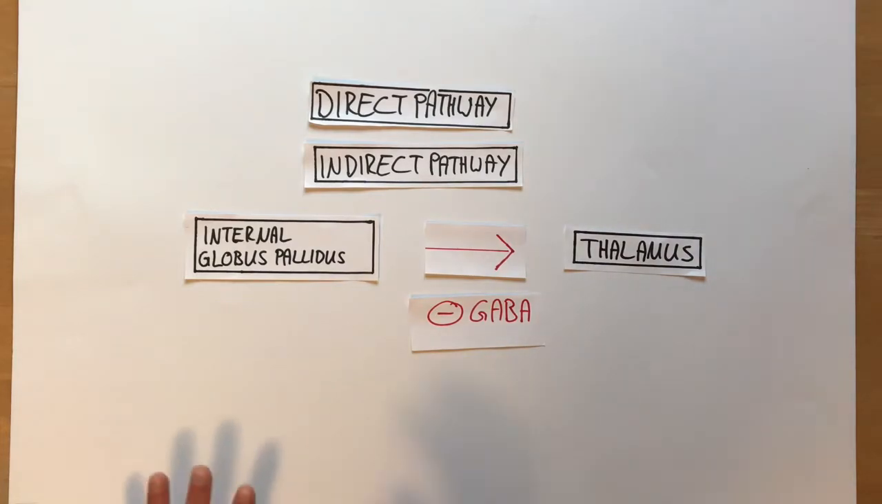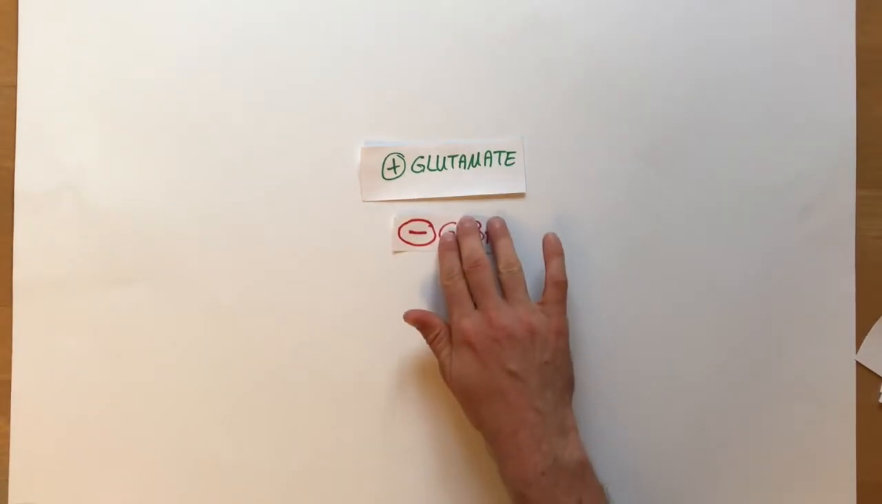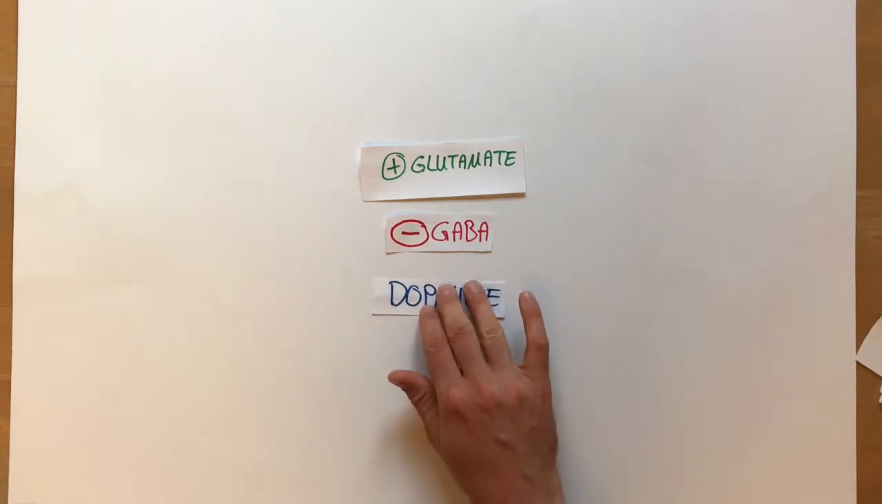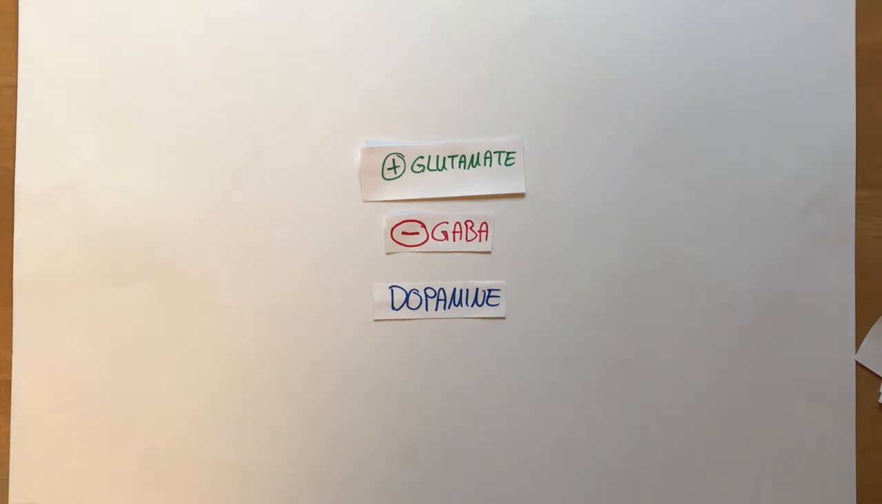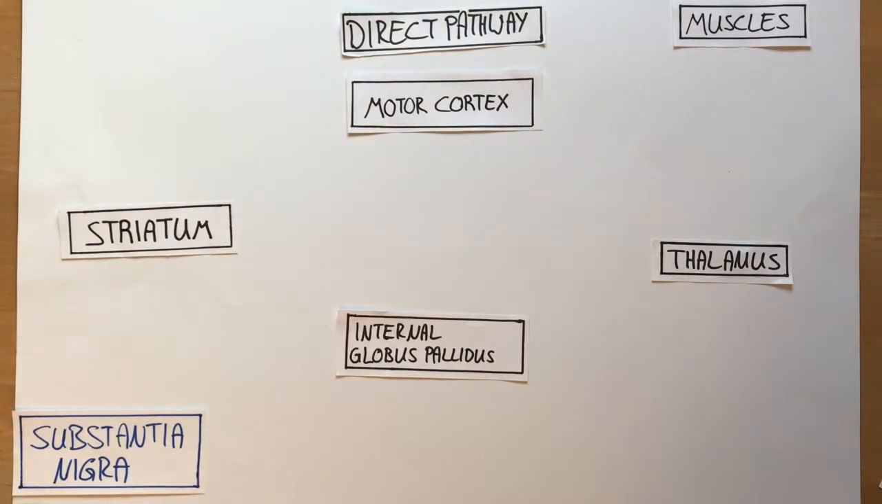The neurotransmitters used in the basal ganglia loop are glutamate, which has an activating function, GABA, which has an inhibiting function, and dopamine, which can have an activating and inhibiting function. The direct pathway is responsible for making movements. A movement starts in the motor cortex with the thought, "Hey, I want to move."